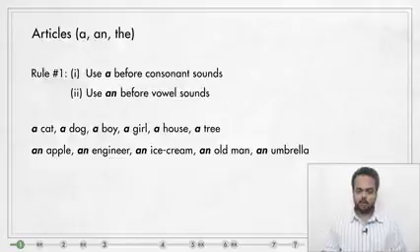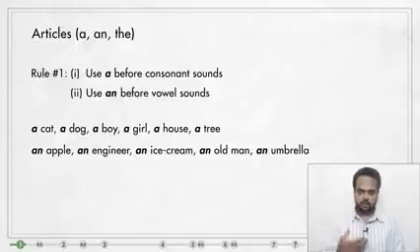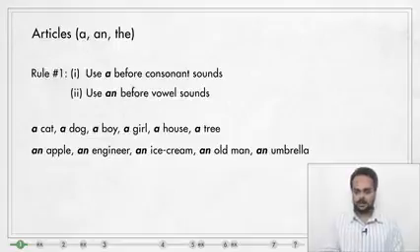Cat starts with k, dog starts with d, boy with b, girl with g, house with h, and tree with t. So we say a cat, a dog, a boy, a girl, a house, a tree, etc. Notice that in natural speech, we don't say "ay", we say "uh", like "uh cat".